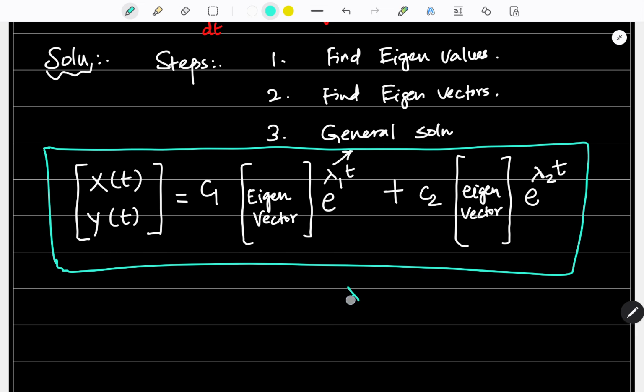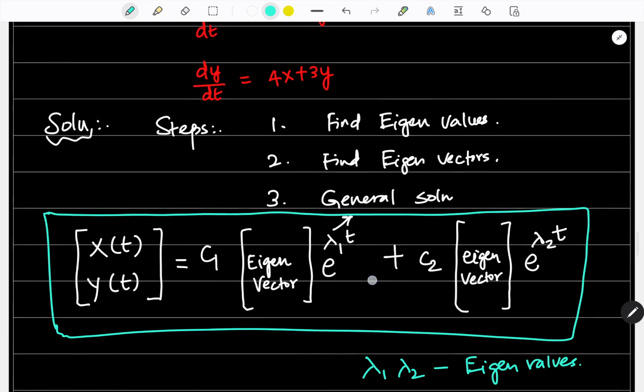So what is lambda 1? Lambda 1 is the eigenvalue. Lambda 1 and lambda 2 are eigenvalues. Okay, so let me go to the question and then we'll start.